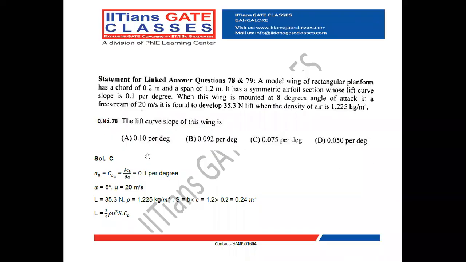So the thing is, we have to find out the lift curve slope of this wing. For a symmetrical airfoil, the lift curve slope looks like this. That is CL versus alpha for a symmetrical airfoil. If it is a cambered airfoil, the lift curve slope looks like this, CL versus alpha. That means at zero angle of attack, the lift coefficient CL value is 0. This is the lift curve slope of the symmetrical airfoil.